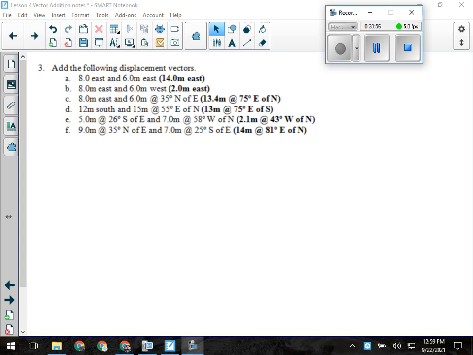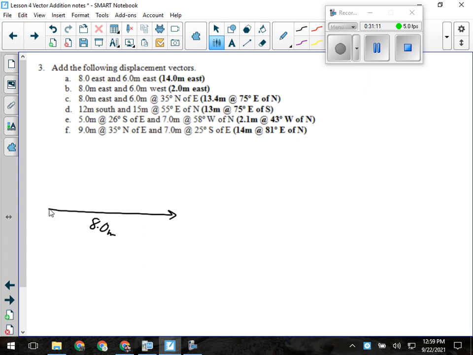Okay, guys, I'm just going to quickly do the drawing here for C, just so you can see what that diagram's going to look like. So in C, we go 8 meters east, and then 6 meters at 35 degrees north of east. So I'm going to draw a dotted line east to act as my reference. I'm going to go 35 degrees north of that for 6 meters.